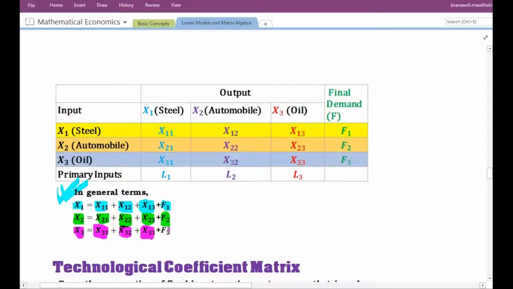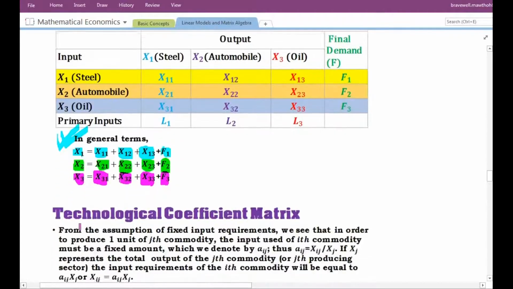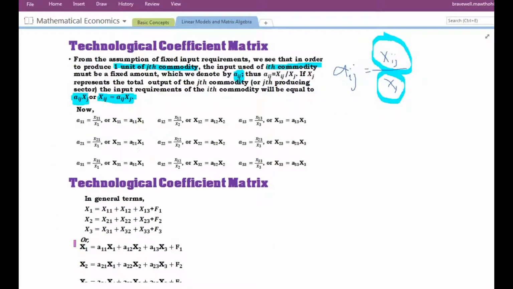Also part of its output is being demanded as final good by consumers. So in this manner, we can arrange in equation form. Let us proceed and discuss the technological coefficient matrix. Now from the second assumption of fixed input requirements, we see that in order to produce 1 unit of jth commodity, the input use of ith commodity must be a fixed amount, which is denoted by Aij.